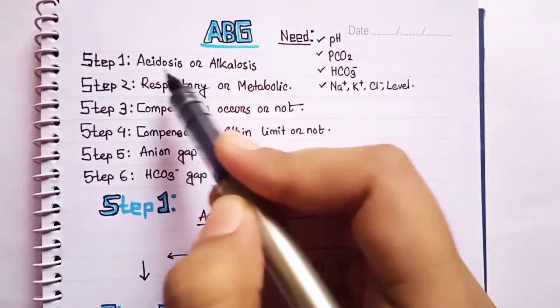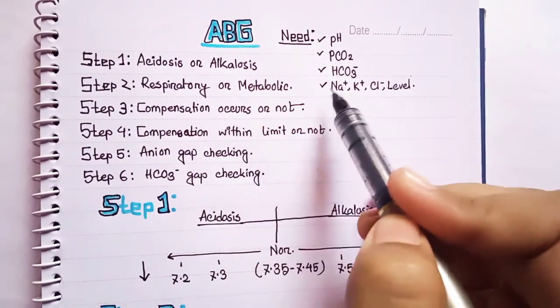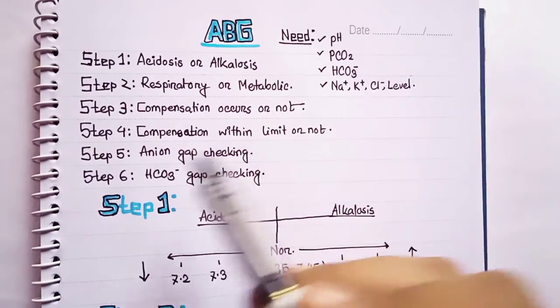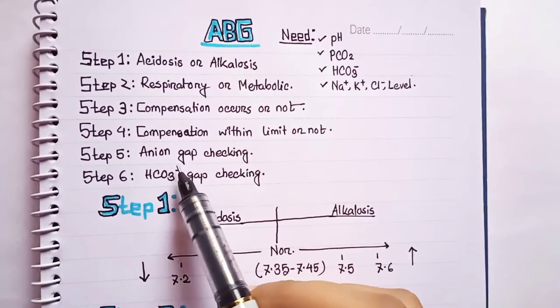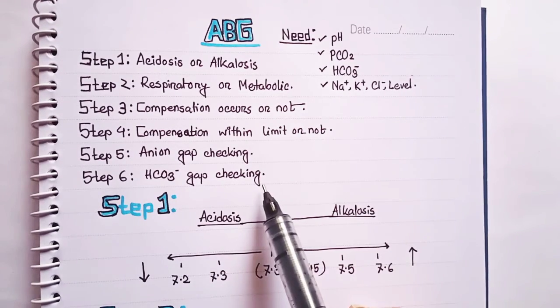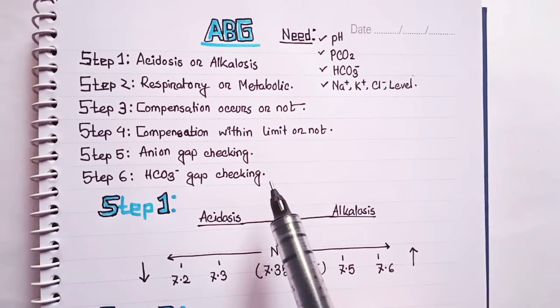Step 1. Is it acidosis or alkalosis? Step 2. Is it due to respiratory cause or due to metabolic cause? Step 3. Is there any compensation or not? Step 4. Is the compensation within the limit or not? Step 5. Anion gap checking. Step 6. Bicarbonate gap checking. We'll discuss step 1 and step 2 in this video.